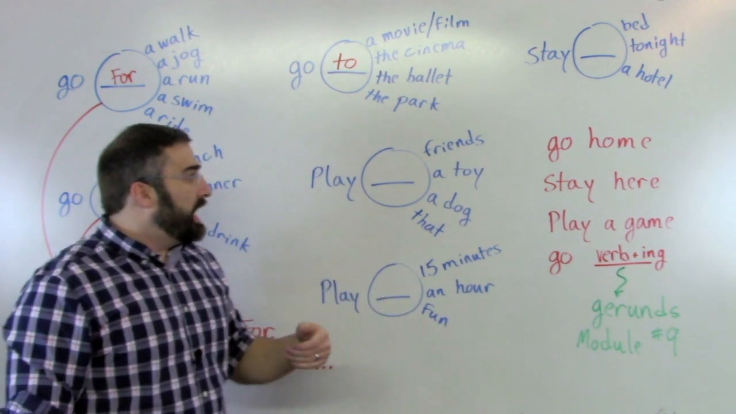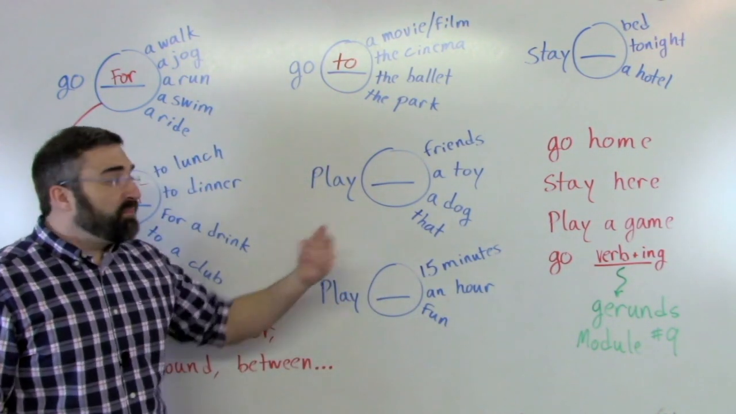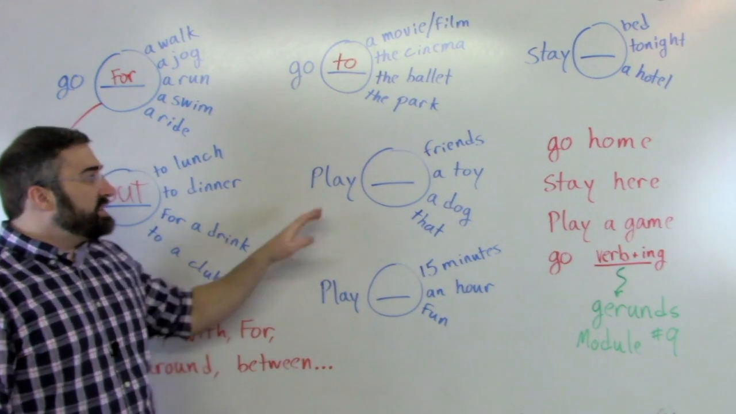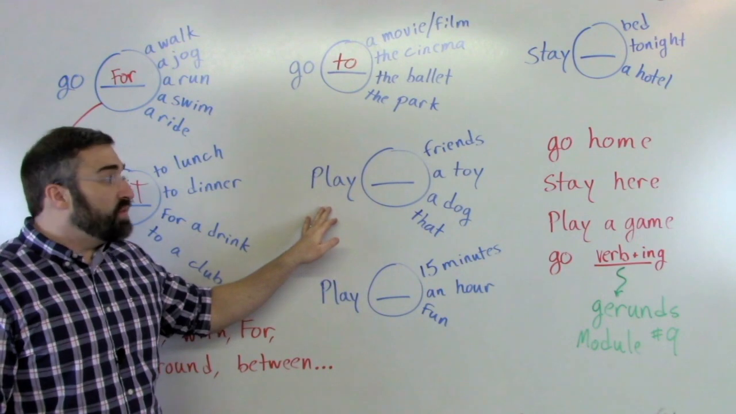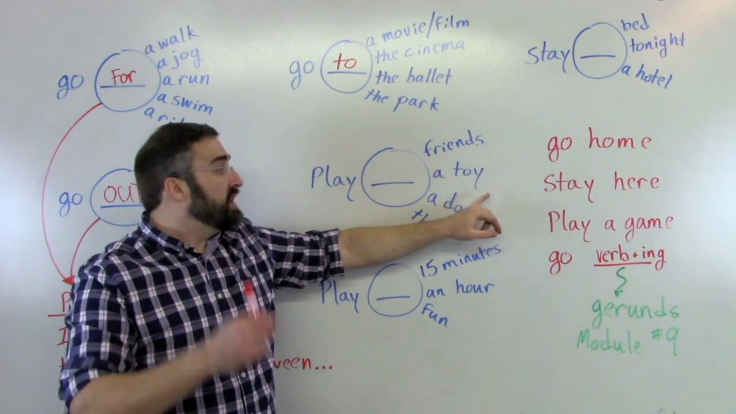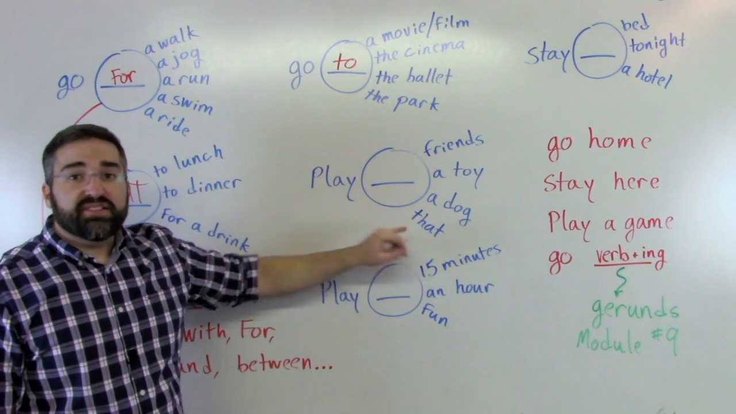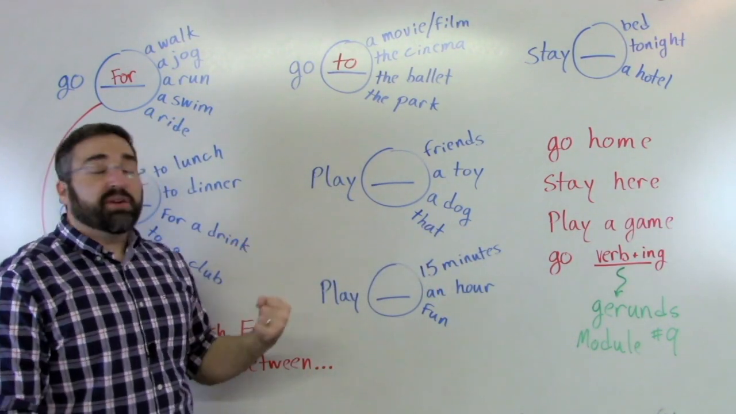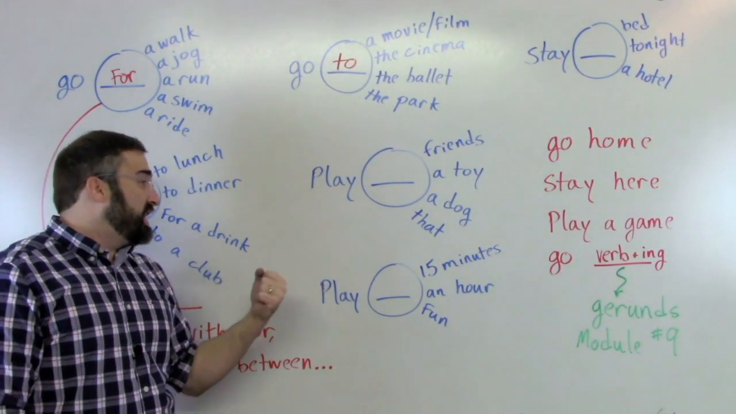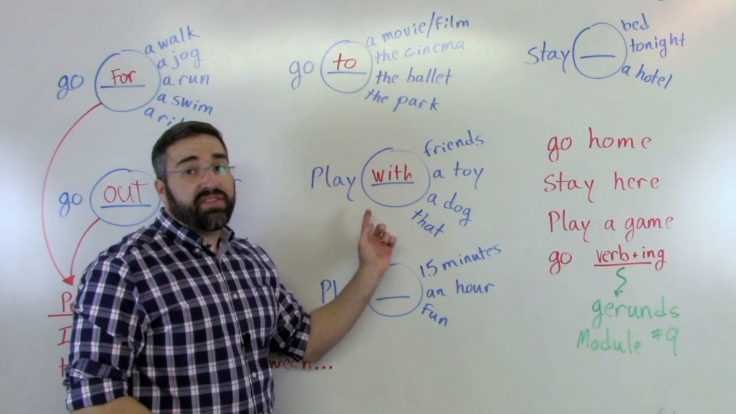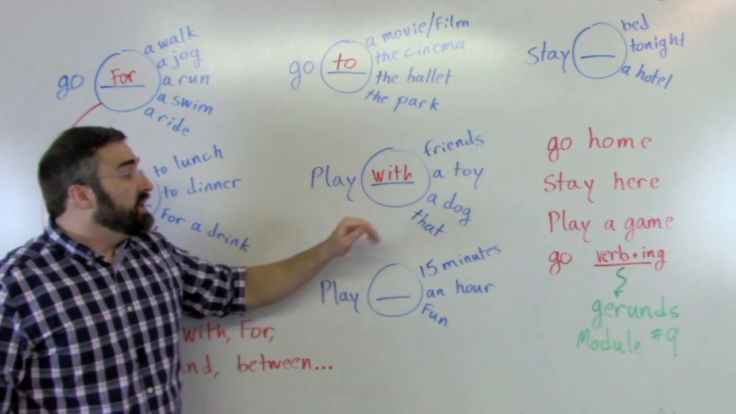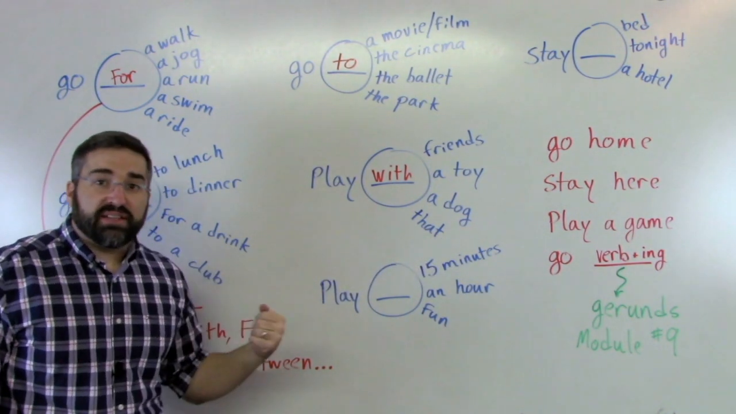Okay, the next one: play friends, play a toy, play a dog, play that. So anytime I have play with all of these, with people, with objects, with animals, with things, we're going to use a particular preposition here. So which preposition do you think it is? Okay, it's going to be with. Play with friends, play with a toy, play with a dog, and play with that.